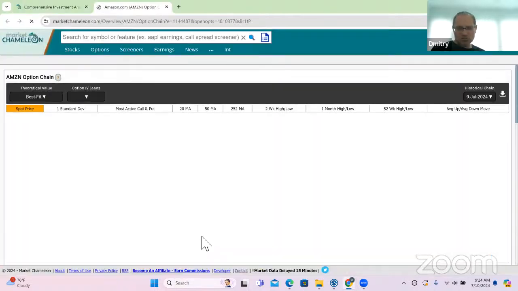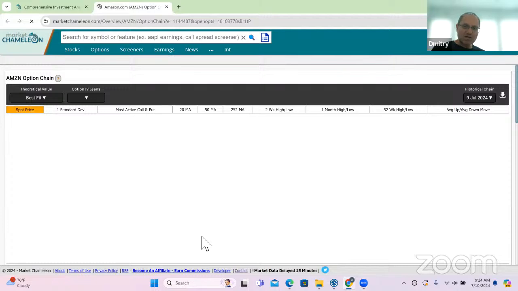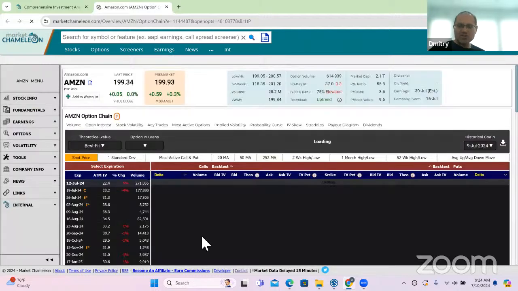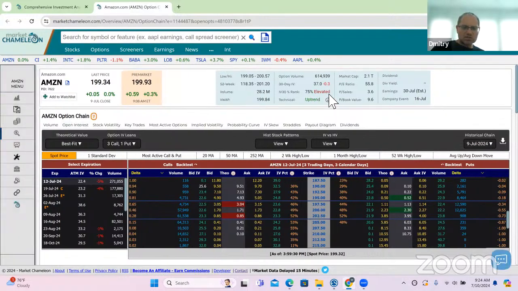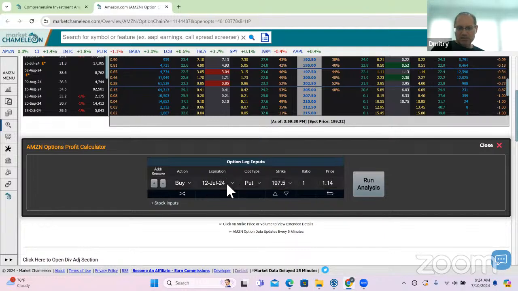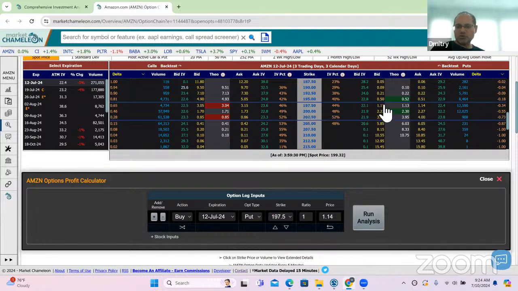What this will do is take us to the options chain for Amazon and populate that strategy on the options chain. I'm going to close this menu just to expand it. And you see buy the July 12th 197.5 put for $1.14 because that's where it closed. So it's looking at the 197.5 put. You could see here 1.11, 1.14.